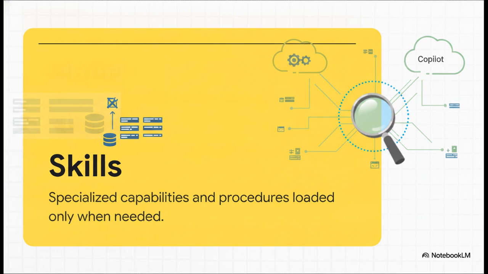Now, skills step things up a notch. Instead of bloating your global instructions with, say, a massive 500-line API procedure, you create a skill. Copilot only references this capability when you're actually building an API. It's all about progressive disclosure, keeping your context window incredibly lean and efficient.